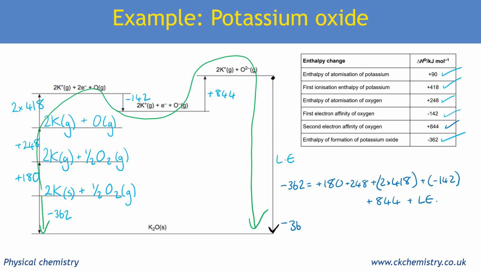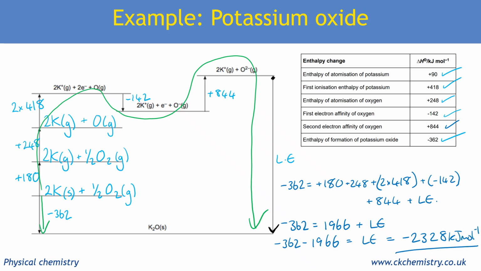Add up everything on that right hand side, work it all out, and it actually ends up being 1966 as all of those things added together, before the lattice energy. So -362 take away 1966 equals the lattice energy, and that equals -2328, which seems like a sensible value. The value should be negative, and it's usually in thousands, like 1 or 2,000, maybe up to 3,000 if it's really small ions with strong charge.